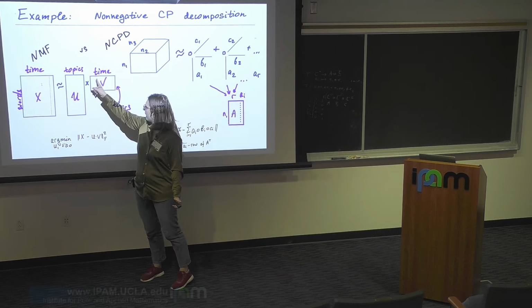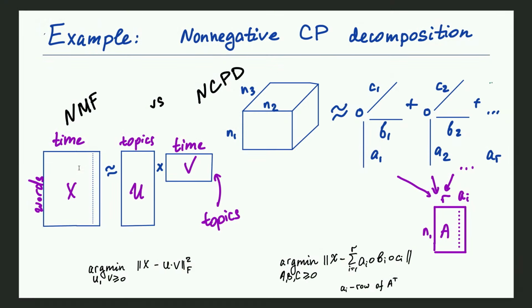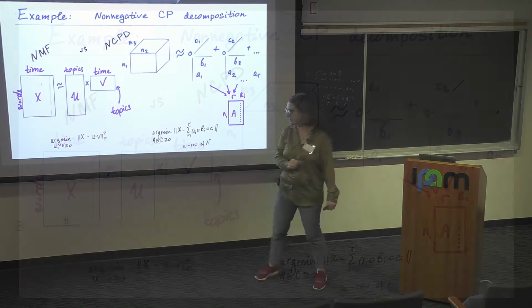We take an entry here and we see, okay, this is the intensity of a particular topic. So here each row is a topic, and we see at what time it was prominent. And here, which words contributed to which topic. So non-negative means every entry is non-negative. It's entry-wise non-negative here, yes.